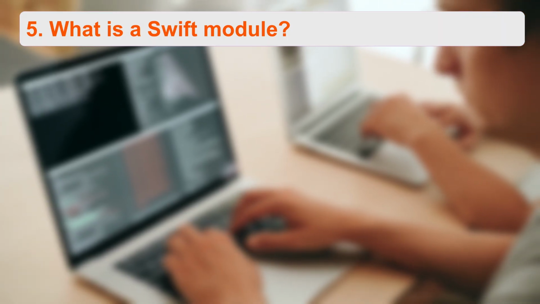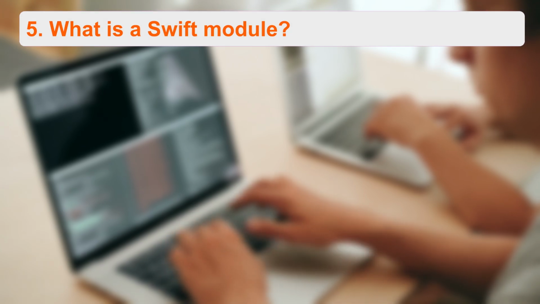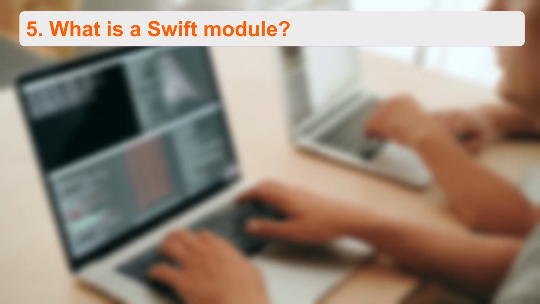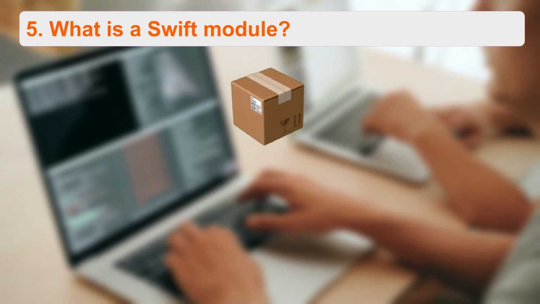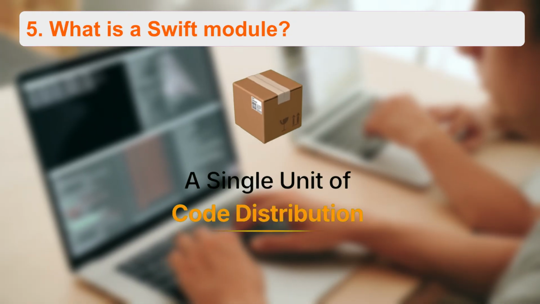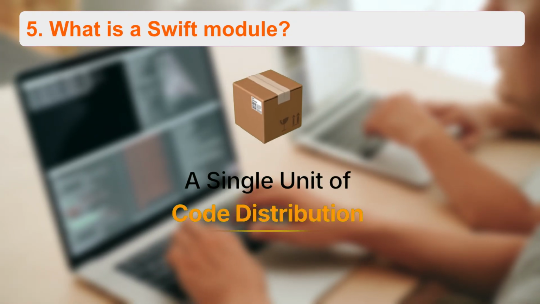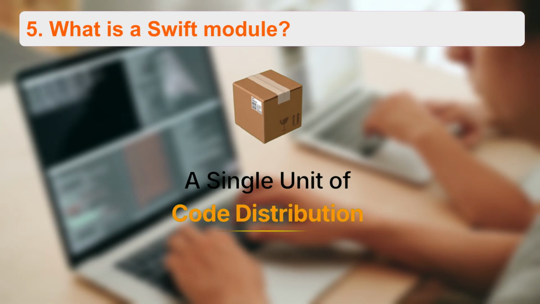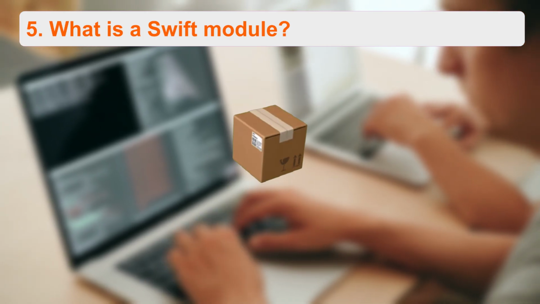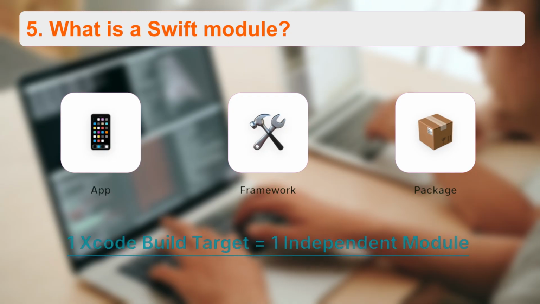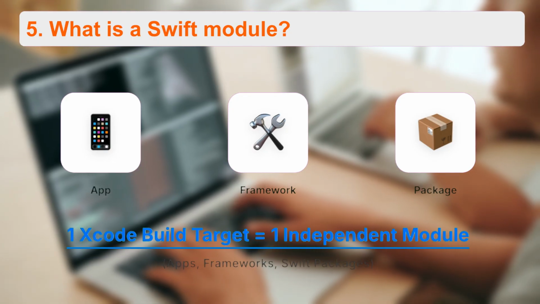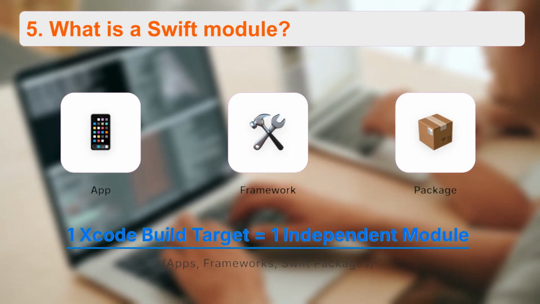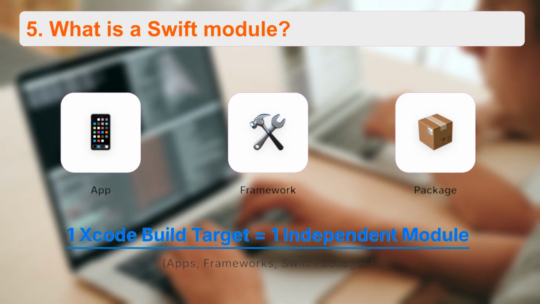That brings us to question 5. What exactly is a Swift module? At its core, a module is just a single unit of code distribution. Think of it like a sealed, neatly packaged shipping container of code that is built and shipped together as one piece. In Apple's ecosystem, every single Xcode build target is treated as its own independent module. So whether you are building a full application, a custom internal framework, or a Swift package, you are building a module.